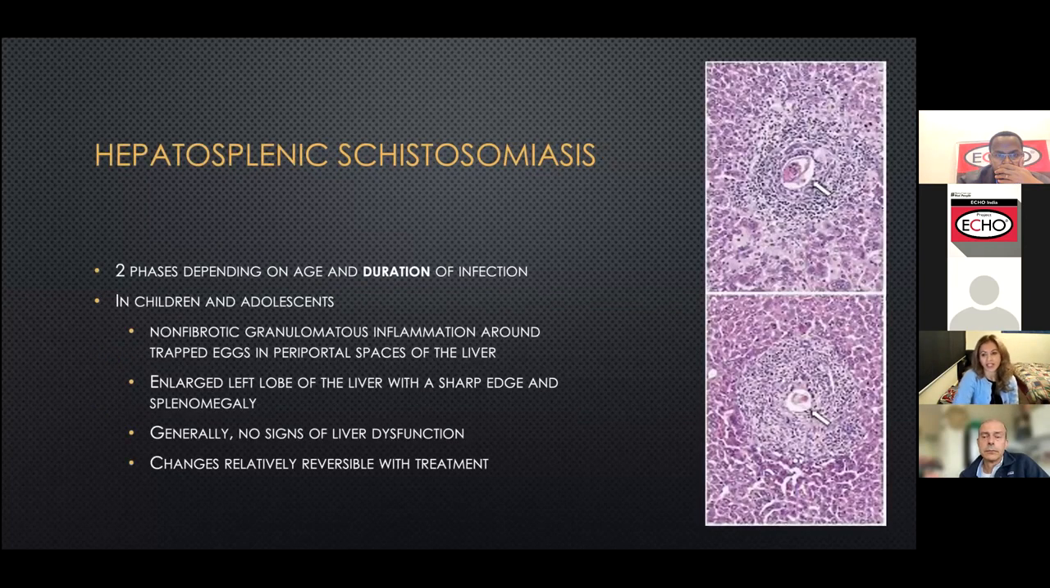So hepatosplenic schistosomiasis, there are 2 phases depending on the age and the burden and the duration of the infection. In children and adults, you get a non-fibrotic granulomatous inflammation, which occurs around the trapped eggs in the periportal spaces. Usually there's no sign of liver dysfunction, but this generally progresses to periportal fibrosis. At the early stages, where it's just all inflammatory, the changes are reversible. So if the patient is given treatment with praziquantel early on, then you can actually break the cycle and stop chronic inflammation leading to fibrosis.